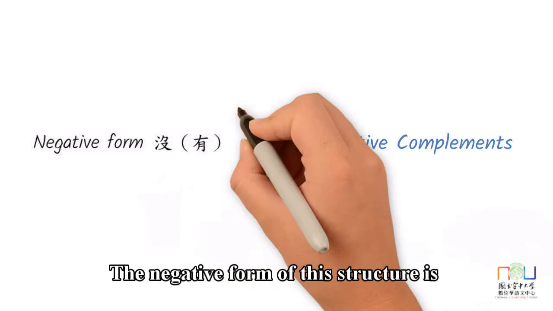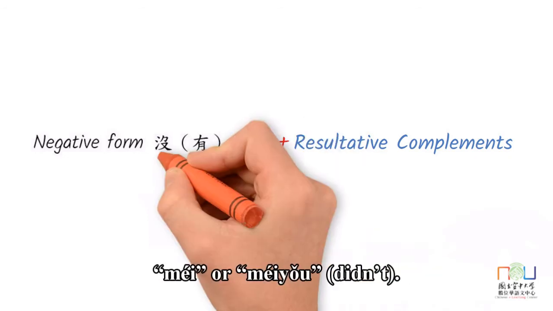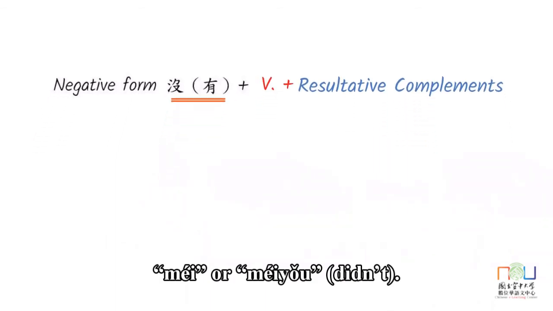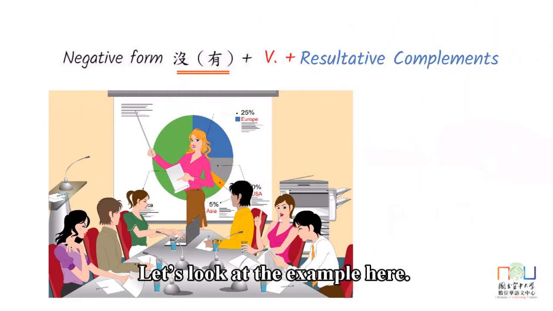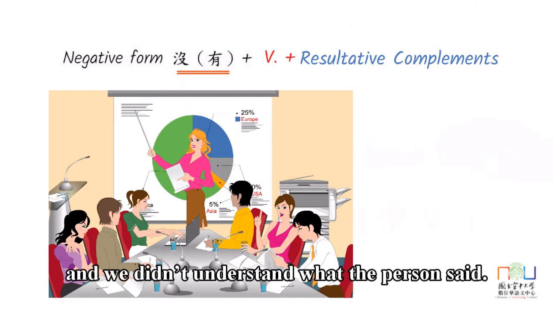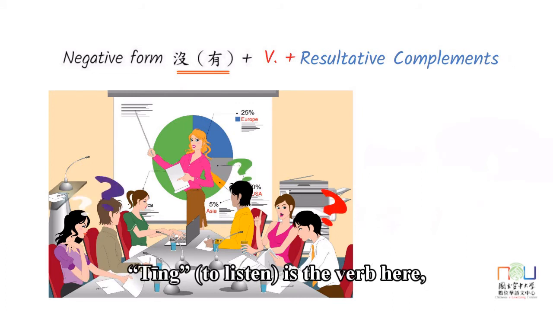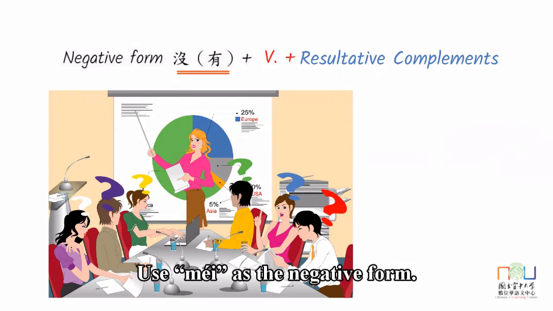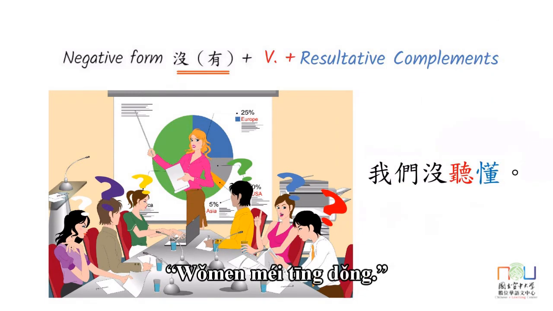The negative form of the structure is 没 or 没有, didn't. Let's look at the example here. We're in a meeting and we didn't understand what the person said. 听, to listen, is the verb here, and the result is we don't understand. Use 没 as the negative form. 我们没听懂. We didn't understand.